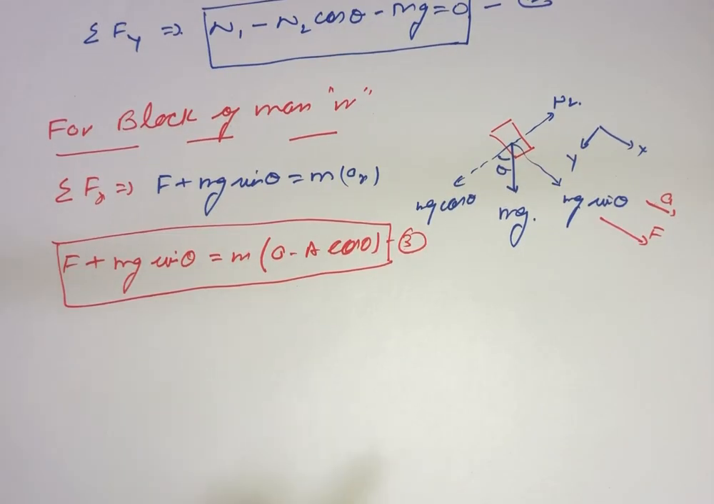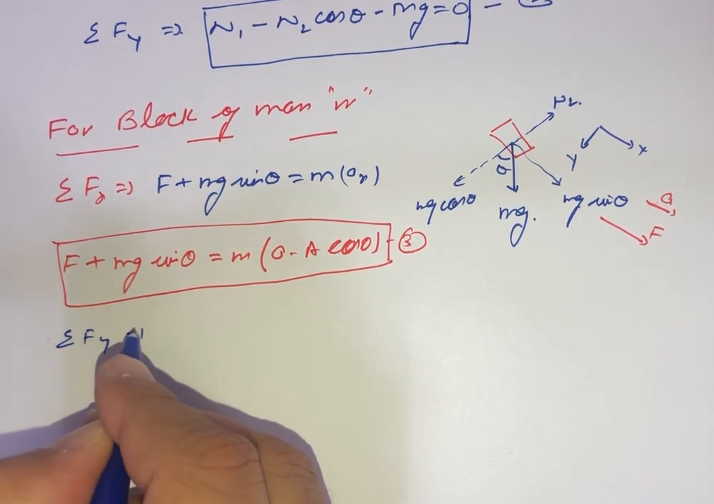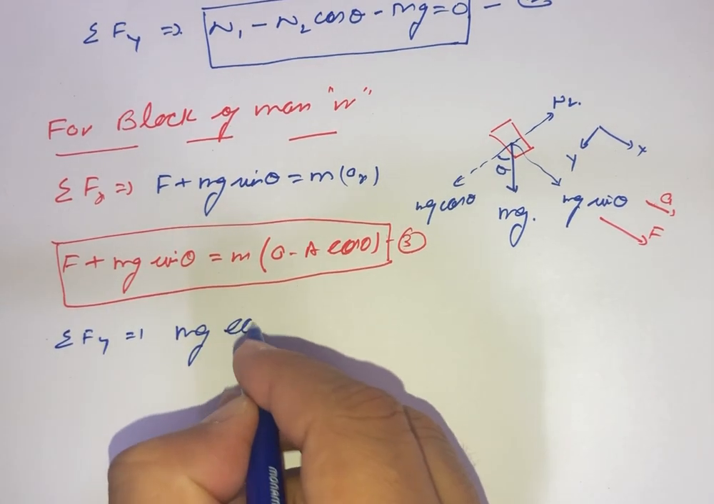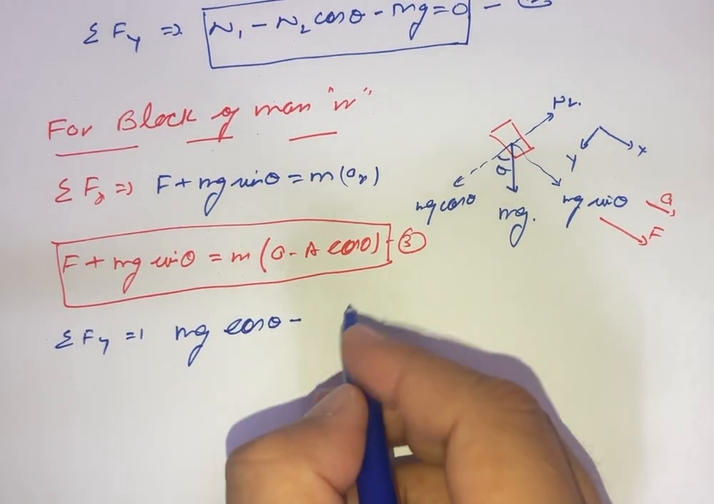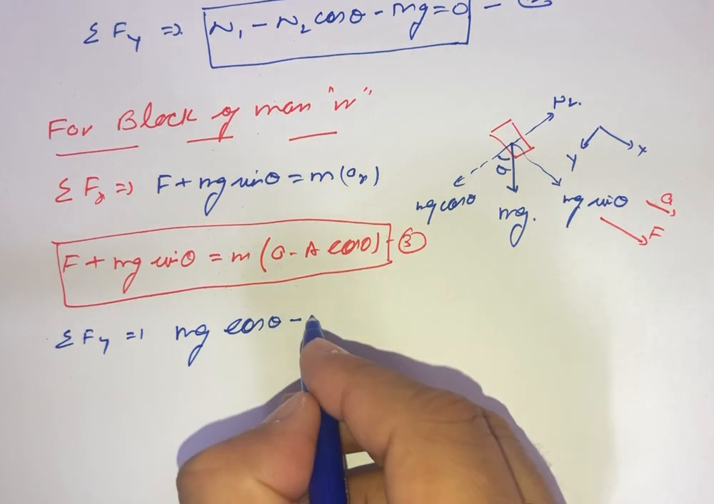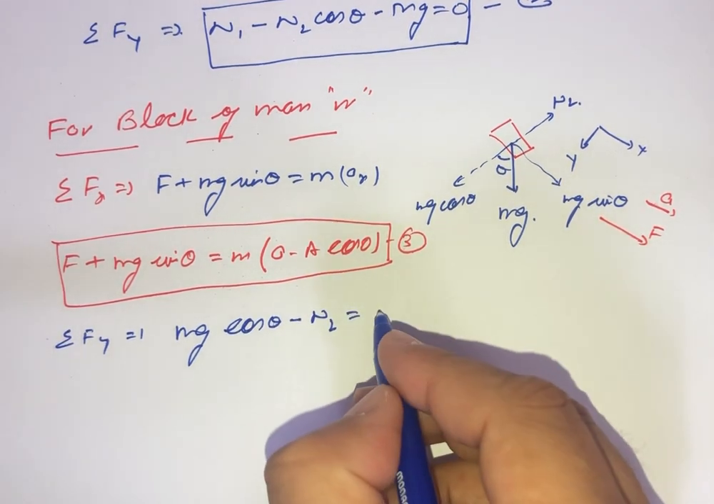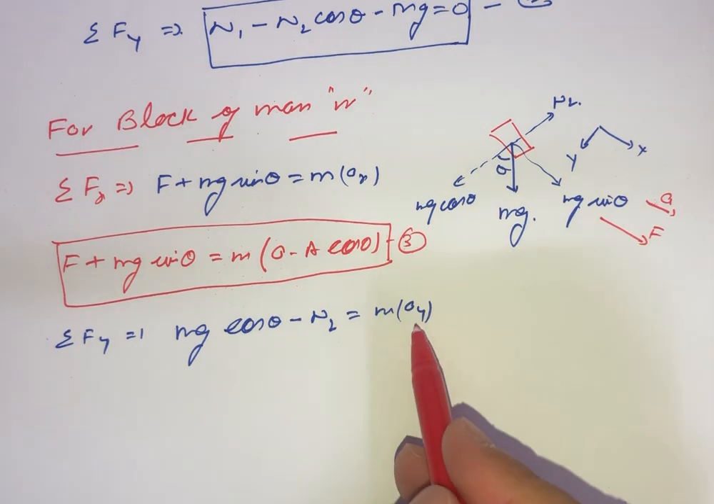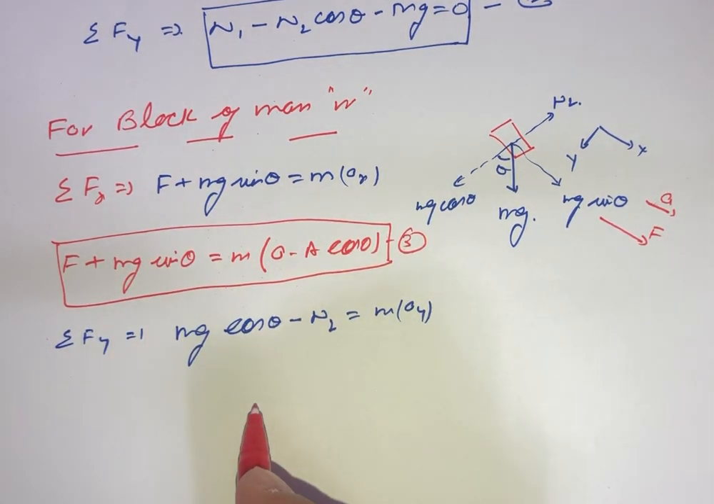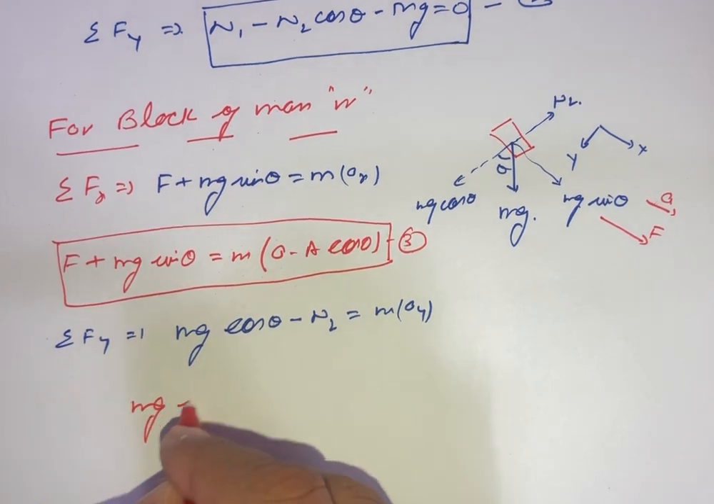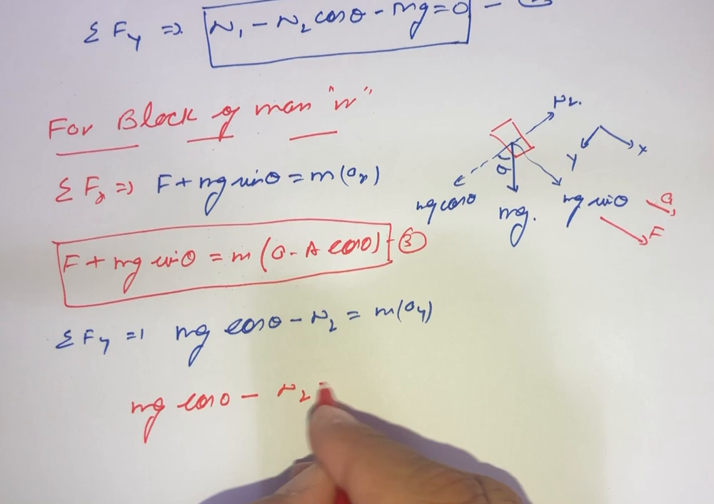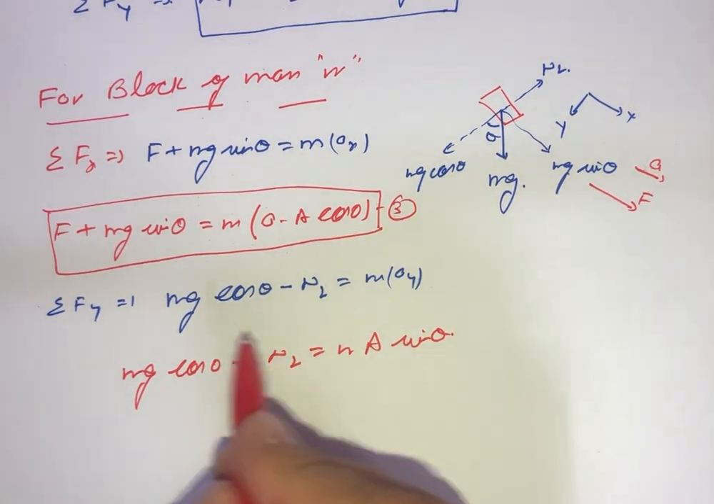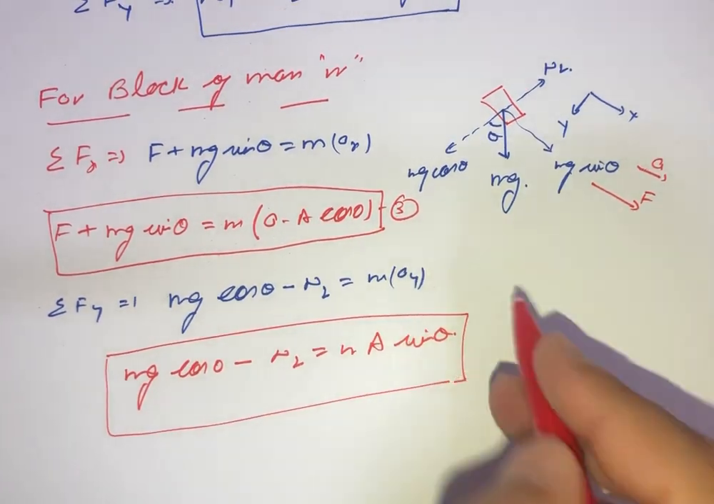And for the y component we have mg cos theta minus this N2, and this will give us m times a y, and we already know the value of the y component for block M. So we can extend this as mg cos theta minus N2 is going to give us ma sine theta, and let us call this equation number 4.